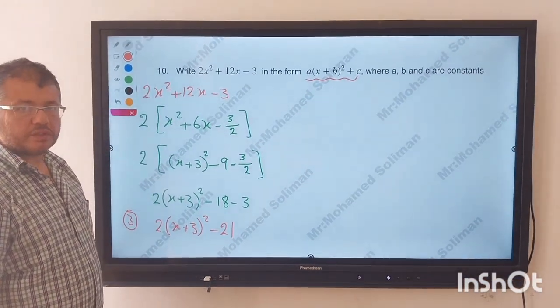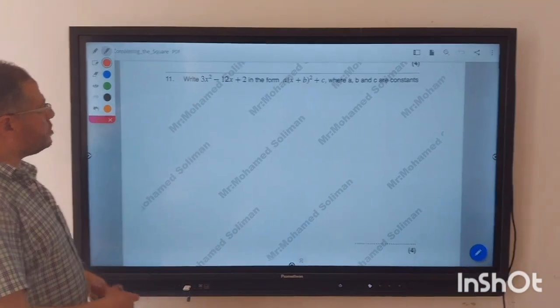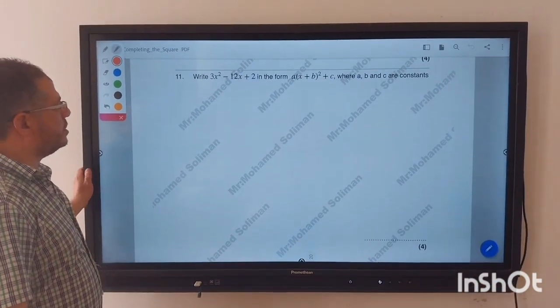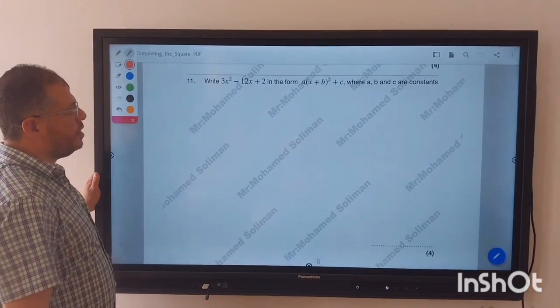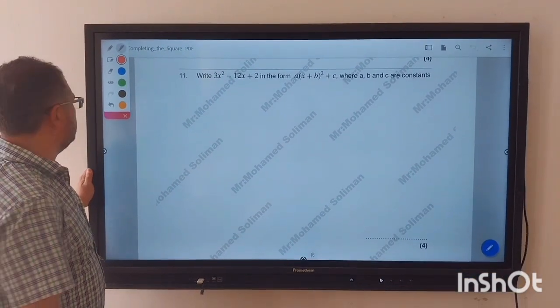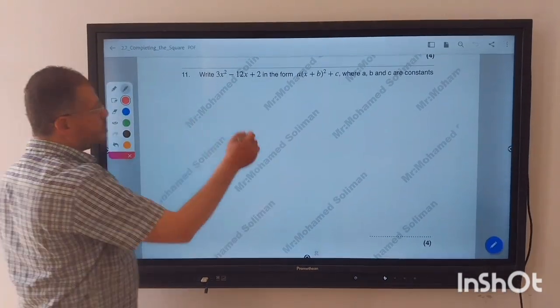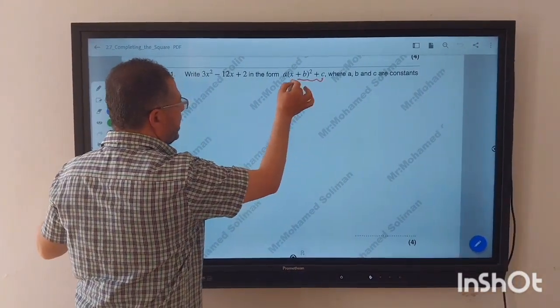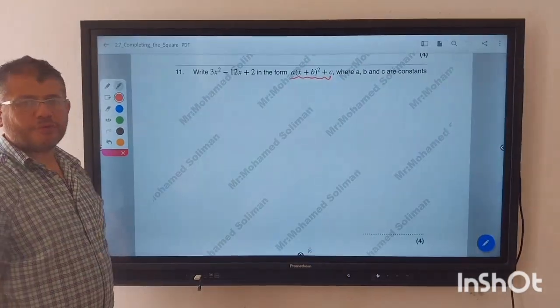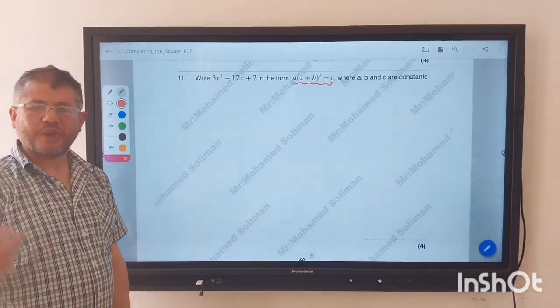Next question. In this question, he asked me to write 3x² minus 12x plus 2 in the form a(x plus b)² plus c, where a, b, c are constants. Here in this question also, we will recognize that we have the form of completing the square, so we have to follow the same 3 steps that we had before.